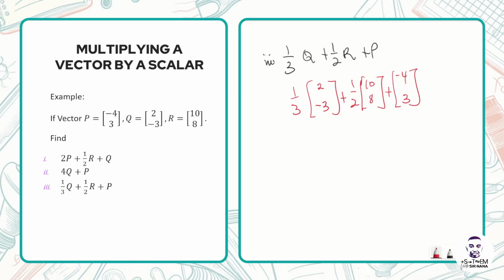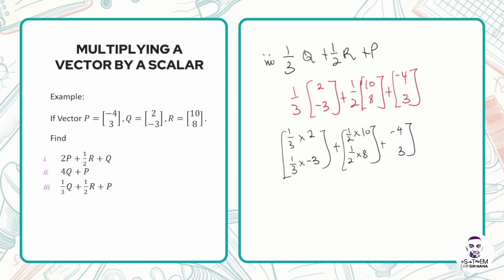So that implies that 1 over 3 will multiply the top. So we have 1 over 3 multiplied by 2, then 1 over 3 multiplied by negative 3. And then we also have plus 1 over 2 multiplied by 10, and then 1 over 2 multiplied by 8. And then our last one, which is our p, stands alone, so minus 4 and then 3.